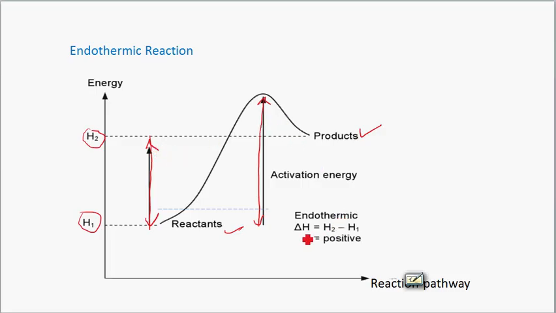Now, enthalpy change, we said before, delta H is equal to the energy content of the products minus the energy content of the reactants. In this case, it is H2 minus H1. And if you look at where they are in relation to each other, if we take H2 minus H1, we'll get a positive value, right? And that's why we say that the enthalpy change is positive for an endothermic reaction.